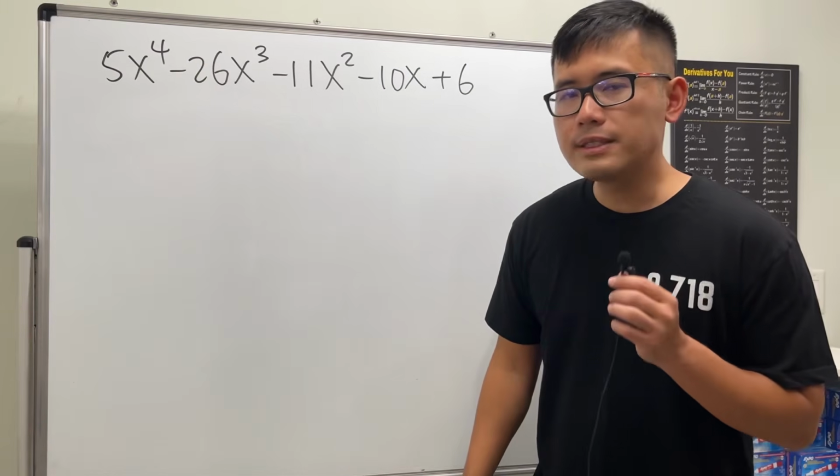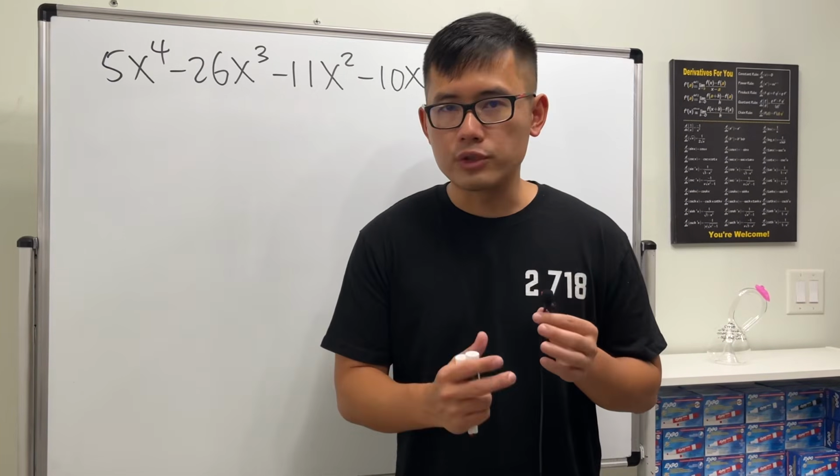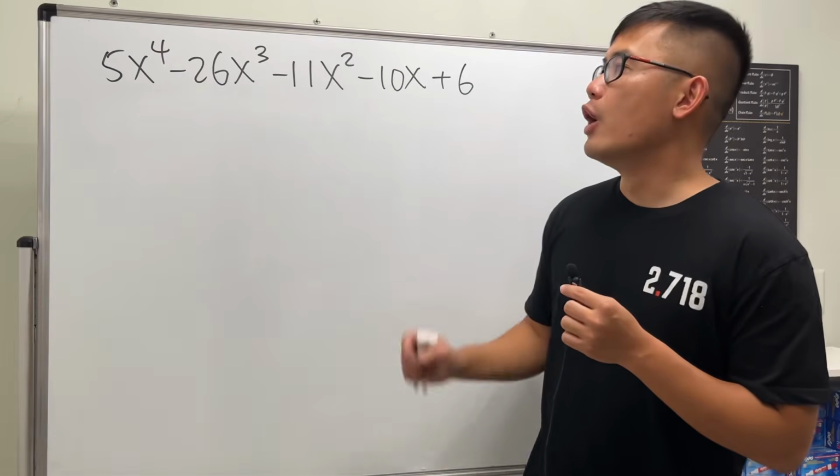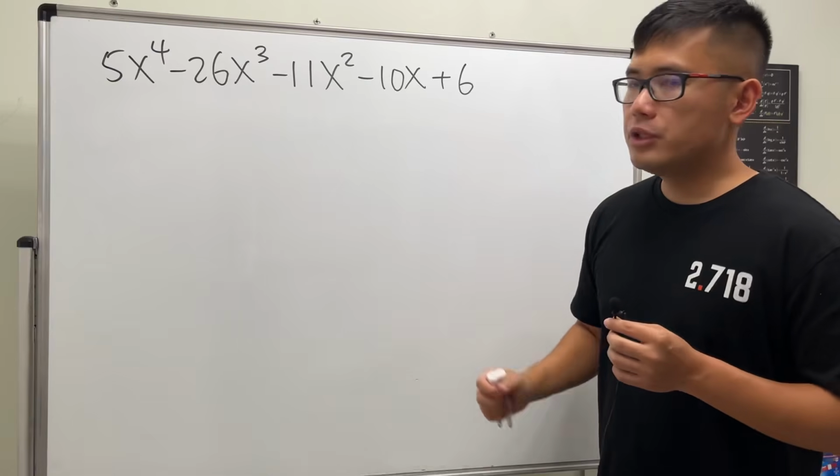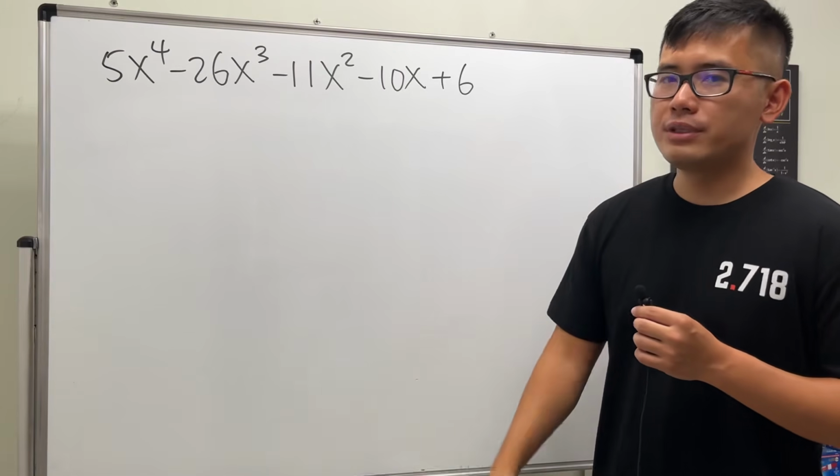So we know we can use the cross method or the tic-tac-toe method to factor a quadratic trinomial, but what if we have a quartic instead, aka x to the fourth power? Well, right here, let me show you guys the double cross method or the double tic-tac-toe method.